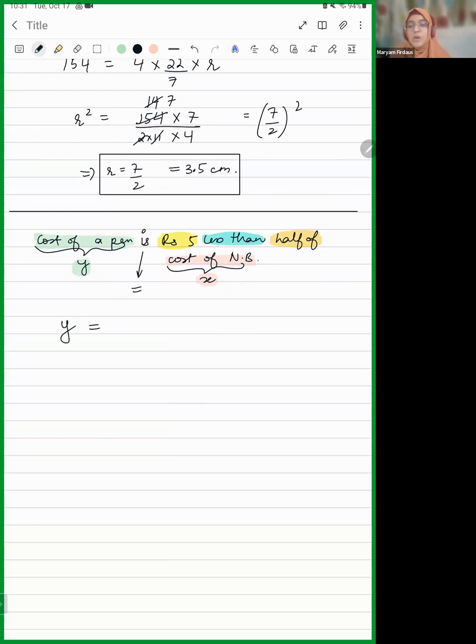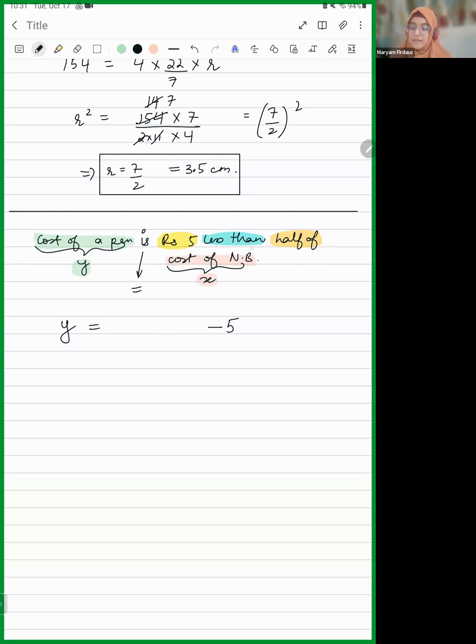So y is equal to rupees 5 less than, meaning you have to subtract 5 from whatever is going to be over here. Don't get confused: is it going to be 5 minus so and so, or so and so minus 5? One way to clear your doubt is to think of a normal scenario, like saying, my age is 5 years less than my sister's age. That means you do your sister's age minus 5, right?